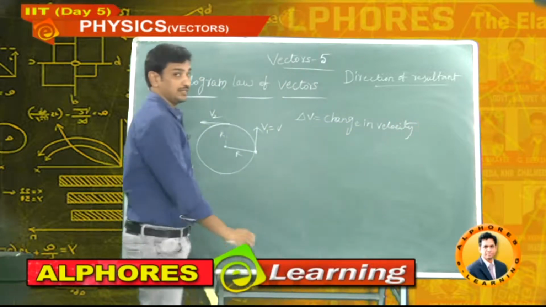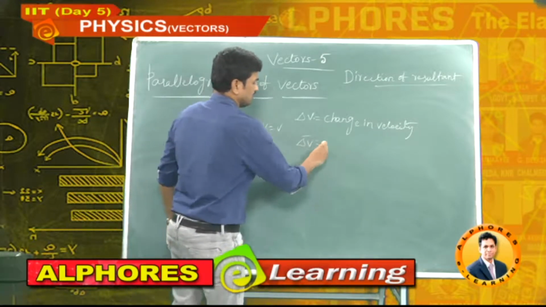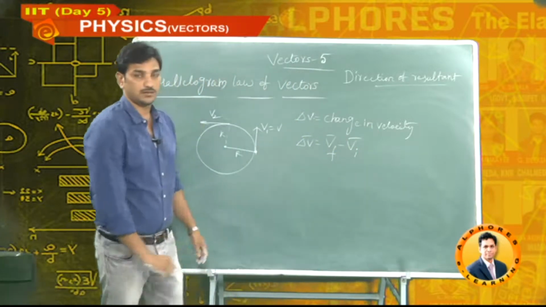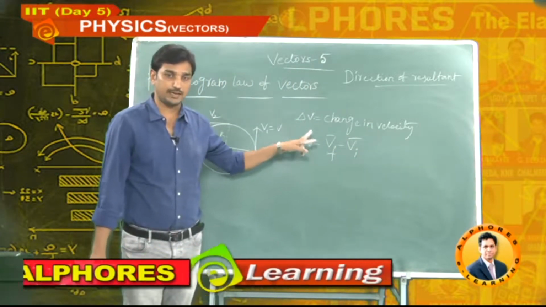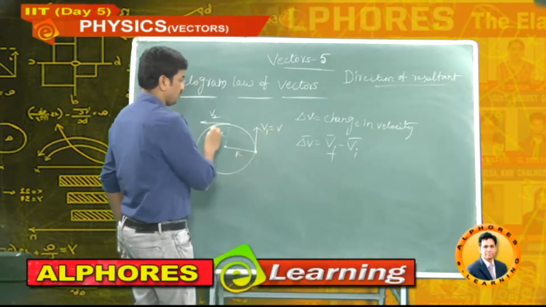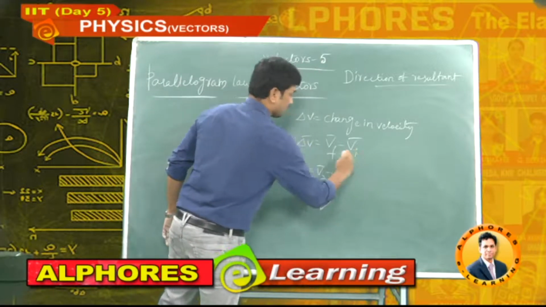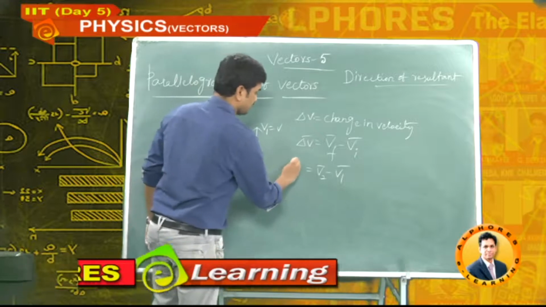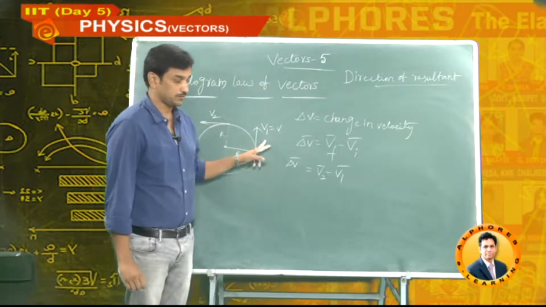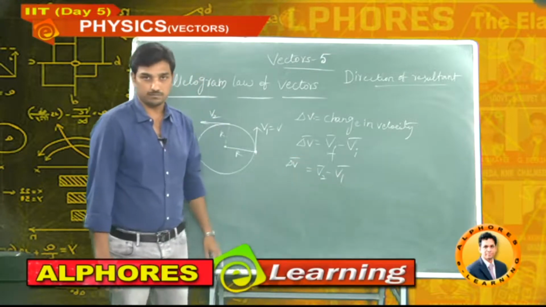How to calculate change in velocity? What is the meaning of change? Final velocity minus initial velocity. Change means final vector minus initial vector. What is the initial vector? V1. What is the final vector? V2. V2 bar minus V1 bar. Change is final vector minus initial vector. Now, it looks like r bar is equal to a bar minus b bar.